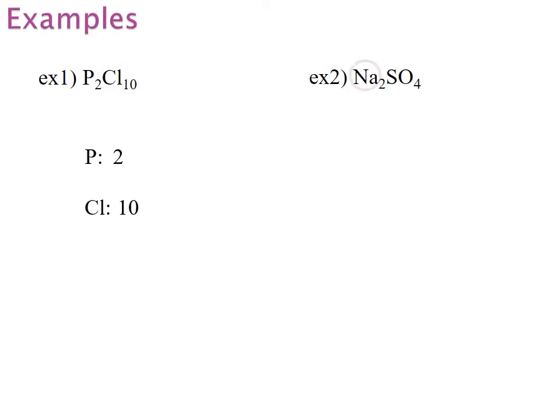In sodium sulfate, I find Na, I find S, and I know the S is not with the O because the O is uppercase, so they cannot be together. So S, and I also have O. Na, there's 2 of them. S is not followed by a number, so there is only 1 sulfur. And O, there are 4 oxygen.